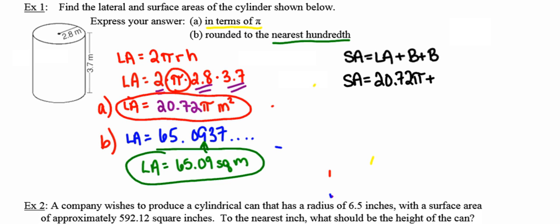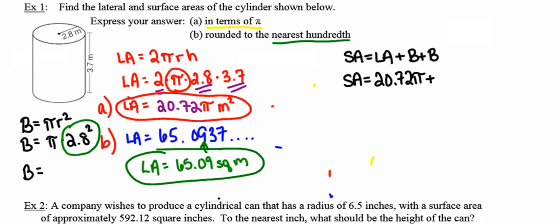The area of the base we don't know, but we can find fairly simply because we know that the base is a circle, and we know that the formula for finding the area of a circle is pi times r squared. So I'm going to come over here under my cylinder and find the area of each circular base. Once again, I'm going to get out my calculator, and I'm going to remember that Aunt Sally says I have to do exponents before I can do multiplication. So when I square that 2.8, I end up with 5.6.